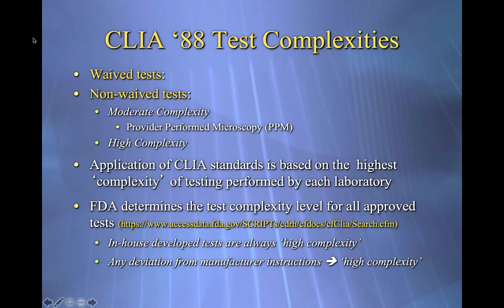A couple of notes. In-house developed tests, we're going to be talking about those, are always considered high complexity. And if you have an FDA-approved test that you then deviate from in any way from the manufacturer's instructions, you use a different sample type, you incubate it for a shorter or longer period of time at a different temperature, whatever, any deviation from the manufacturer's instructions, no matter what FDA said the test was, waived, moderately complex, it is now high complexity. Once you've changed it, the FDA says, okay, that is the same as doing it in-house, and you've got to do some additional stuff to show that that test works.